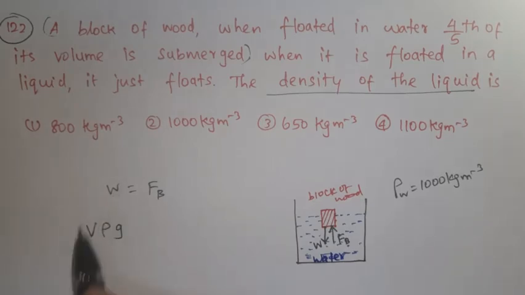The weight formula is V rho g, for the block. Rho B is the density of the block of wood, and g is the acceleration due to gravity. That is the formula mg, where mass is volume into density of the block of wood, and g is the acceleration due to gravity.